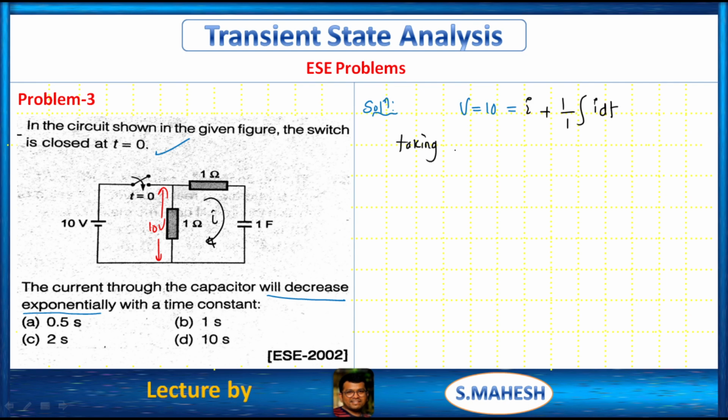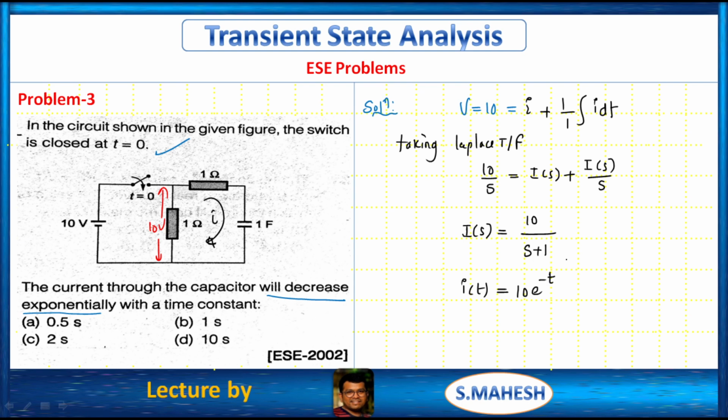Taking the Laplace transformation, you can have 10 by S equals I of S plus I of S by S, 1 into S, right? From this, I of S equals 10 by S plus 1. We all know that by inverse Laplace transformation, I of t should be equal to 10 into e power minus t, right?